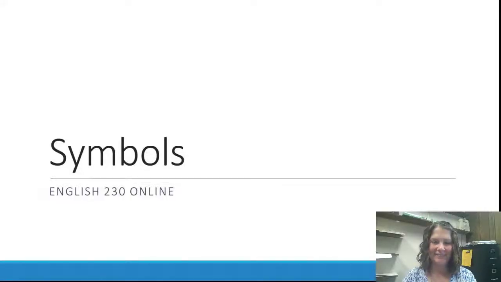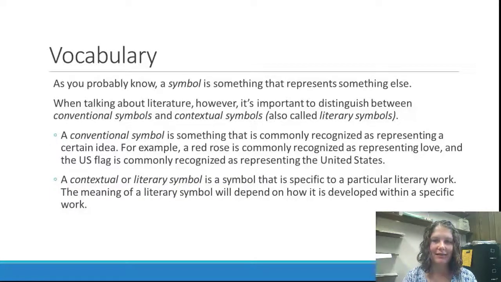Hi everybody. This video discusses symbolism, specifically symbolism in poetry. As you probably know, a symbol is something that represents something else. When talking about literature, however, it's important to distinguish between conventional symbols and contextual symbols, which are sometimes called literary symbols. A conventional symbol is something that is commonly recognized as representing a certain idea.